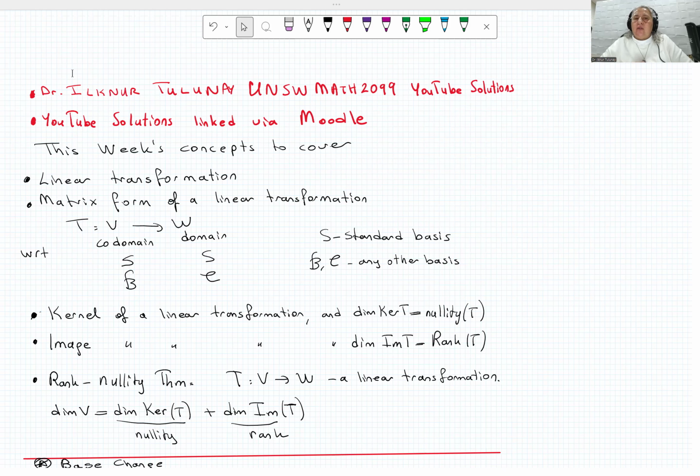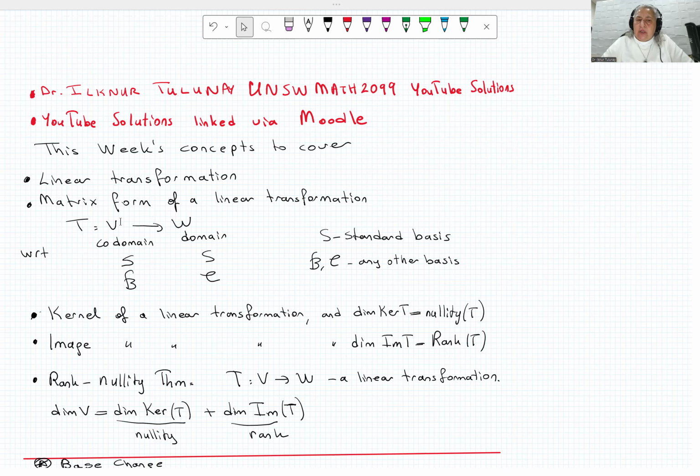My suggestion is that there are many solutions on my own YouTube, and you also have lots of YouTube solutions linked via the Moodle of your course, whatever you like to do. You can fill up the gaps for yourself. Do some exercises on how to prove a linear transformation, and also how to find the matrix form of a linear transformation if you think of the codomain basis as a standard basis or the domain basis as a standard basis.